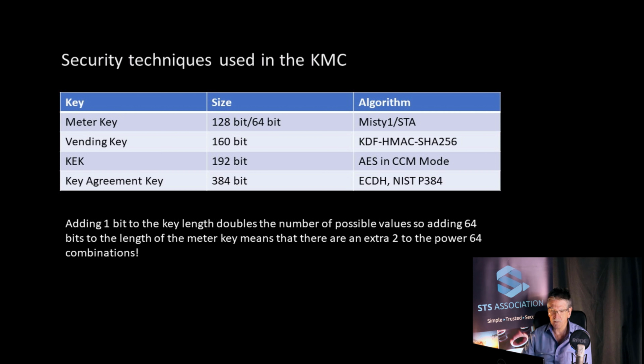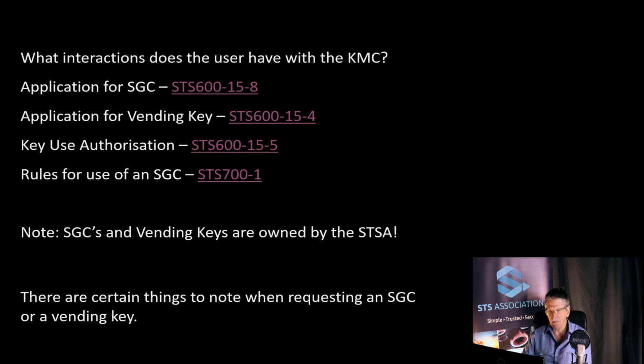Remember that adding 1 bit to the key length doubles the number of possible values, so adding 64 bits to the length of the meter key means that there are an extra 2 to the power 64 combinations. What interactions does a user have with the KMC?